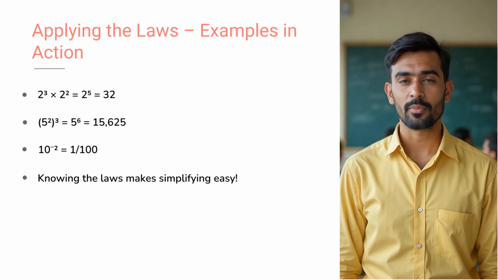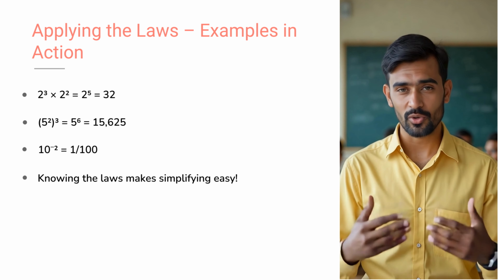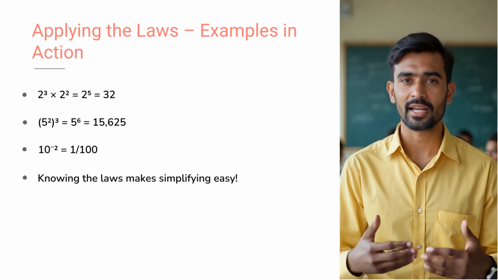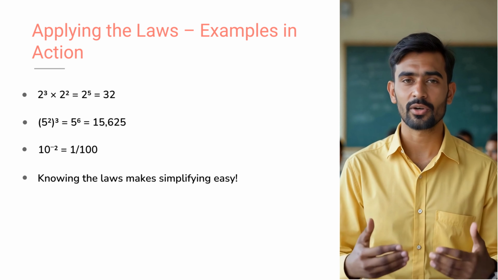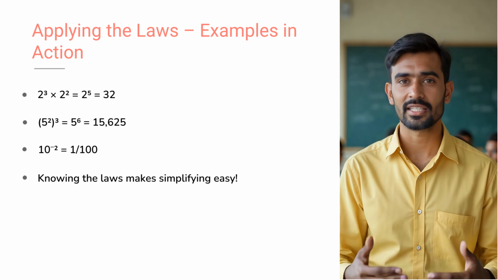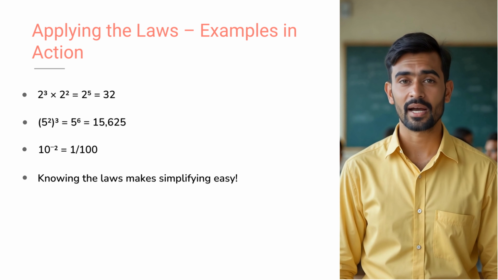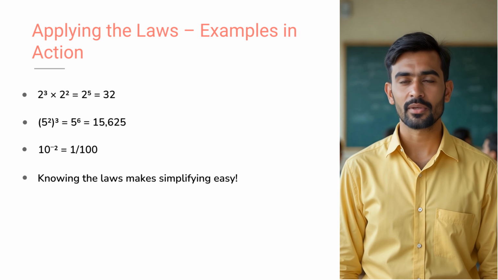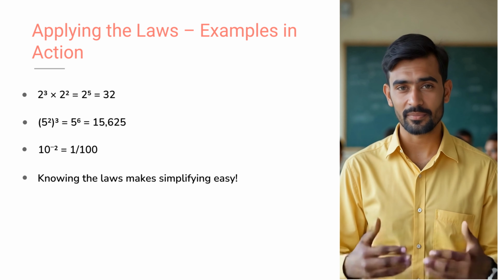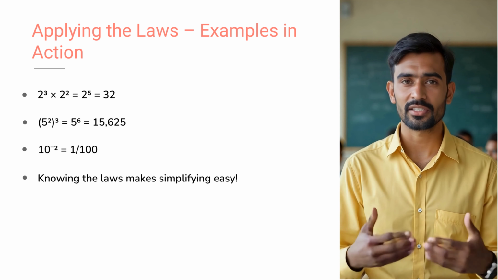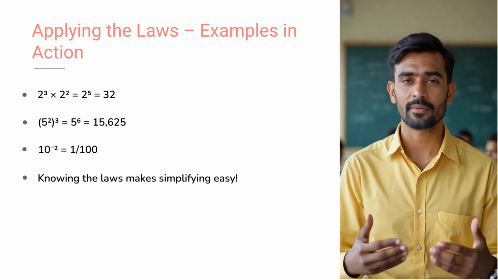Example 2. What about 5 to the power 2 into 3? That's a power of a power. Multiply the exponents, 5 to the power 6, and that gives you 15,625. Example 3. Now try 10 to the power minus 2. A negative exponent. Just flip it, 1 over 10 squared, which is 1 over 100. See? Once you know the rules, exponents become way easier to simplify.